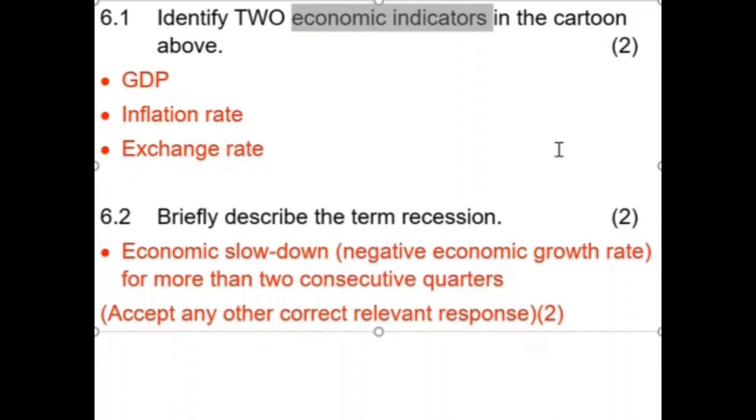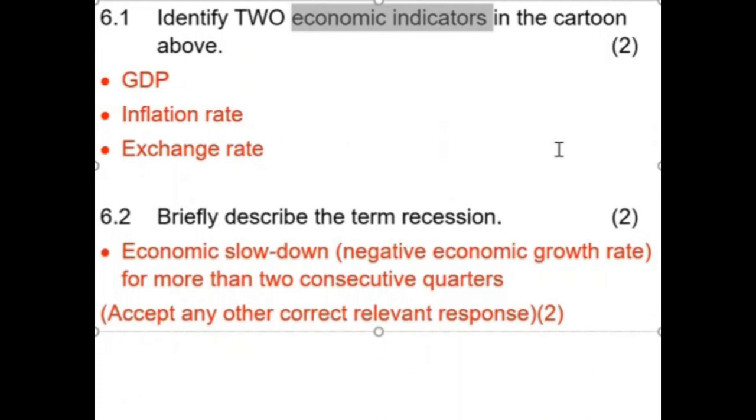Maybe you won't necessarily know this answer yet. We are doing that with our social and our economic indicators later in the year, but it's very straightforward. It's one of the 3 rocks at the bottom. It's either GDP, inflation, or exchange rate. Okay, 6.2, term recession. This is one of your flashcards.